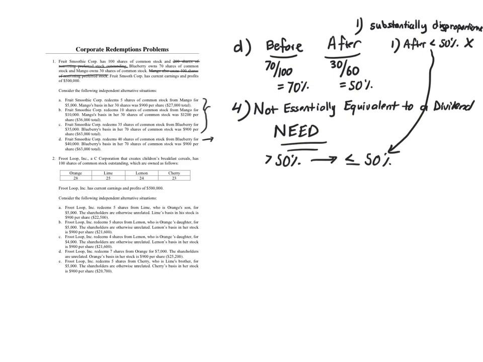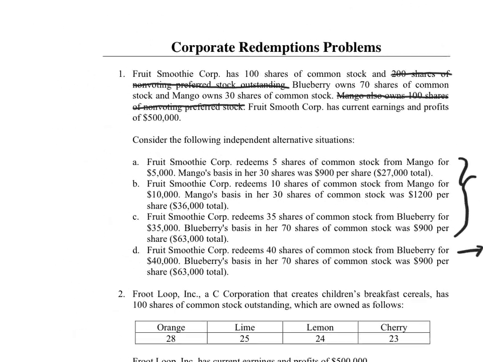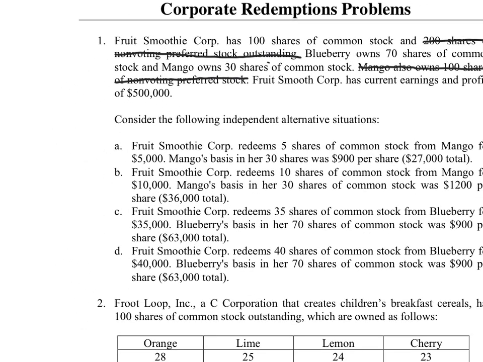Blueberry owns, afterwards, 30 out of 60. Who owns the other 30 shares of common stock? Mango, right? Mango owns 30 shares. Mango still owns the other 30 shares. So Blueberry owns 50%, Mango owns 50%.